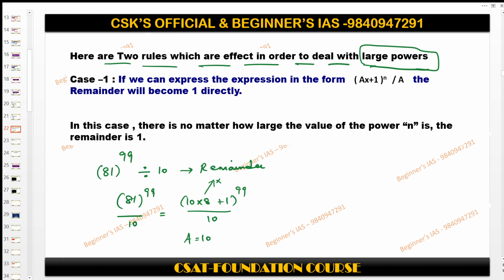When you can express in the form of (ax plus 1) to the power n, then without solving you can say that the remainder is 1. We will get the remainder 1 directly. No matter how large the value of power n is, the remainder is 1 only. So please remember this. You don't have to mind the powers. Fine.